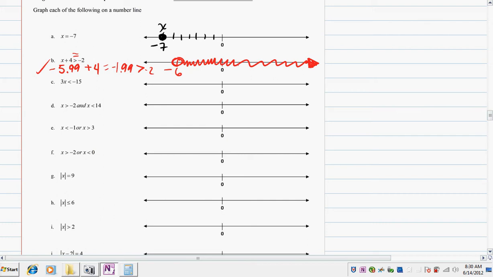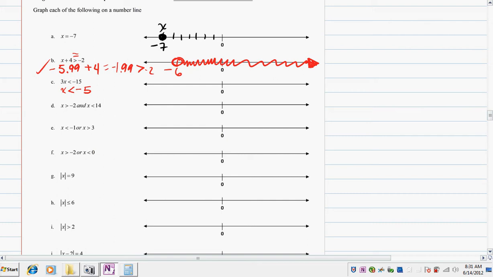Likewise, 3 times my position is less than -15. So what can I multiply by 3 to get -15? Well, X is -5. And so we're saying X has to be less than -5 for this to work. Because if I plug in -6, that gives me -18, which is less than -15. But if I plug in -5, -15 is not less than -15.